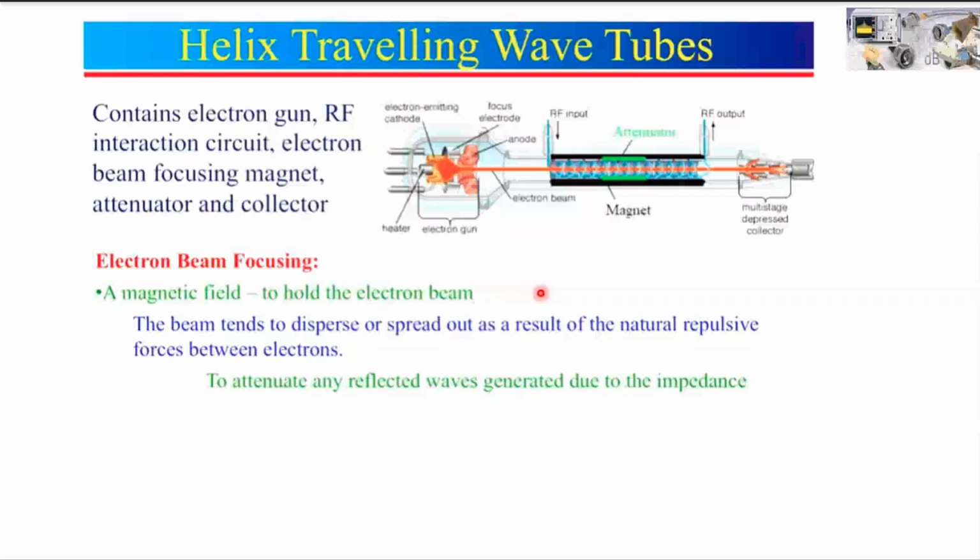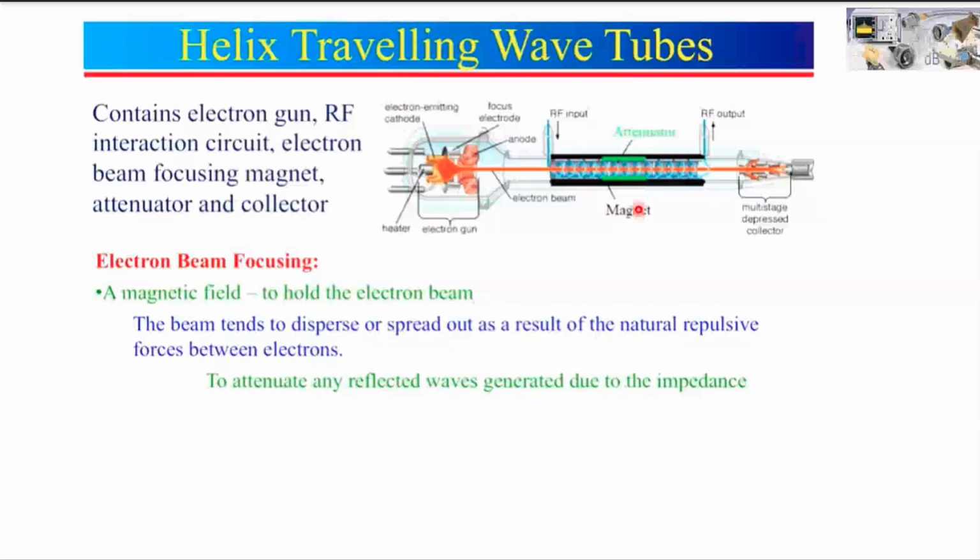So electron gun, what is the function? Electron gun is used to inject the electrons in the tube. An input RF signal is given to the helix, and at the other end the output is taken out. There is a surrounding magnetic field to hold the electron beam, as they tend to spread out because of the repulsive force between the electrons, and that magnetic field is produced by the permanent magnet present around the helix structure.